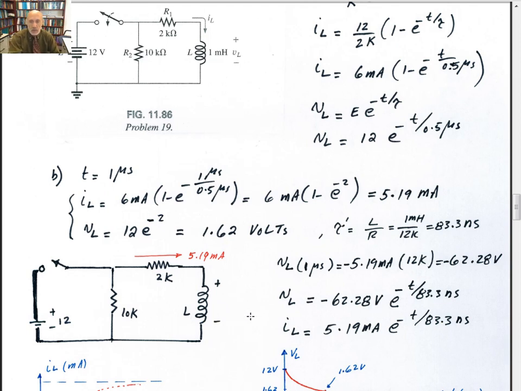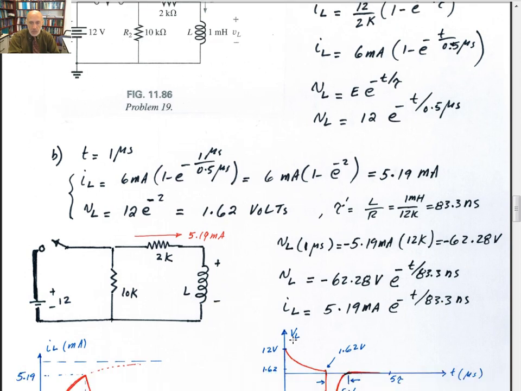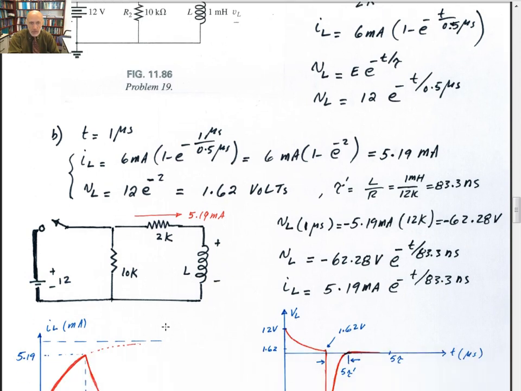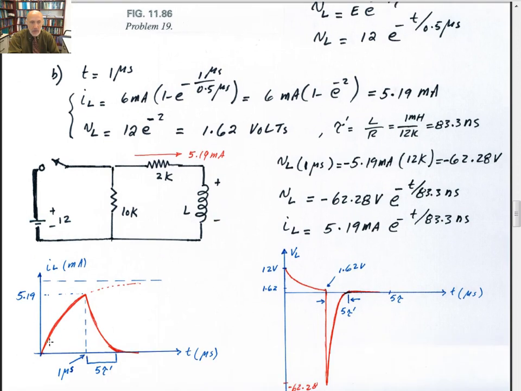So V sub L then would be equal to minus 62.28 volts e to the minus t over the new time constant, and the current I of L after that is going to start out with 5.19. So here's a sketch of the waveform. You're starting out at 0, it goes up over 1 microsecond and reaches 5.19 milliamps. It's not 100% steady state. You open the switch, you're going to discharge it, so it gives up that energy.